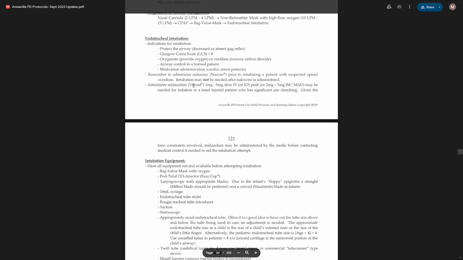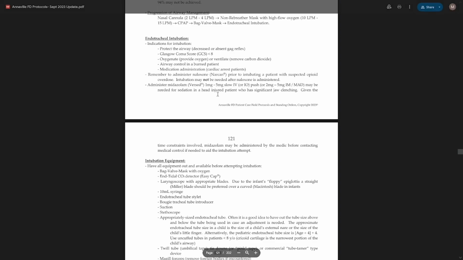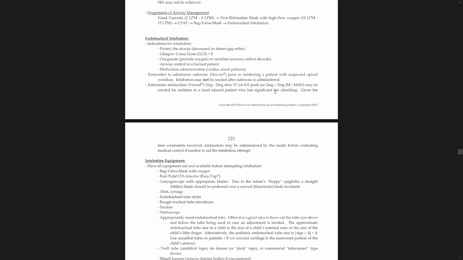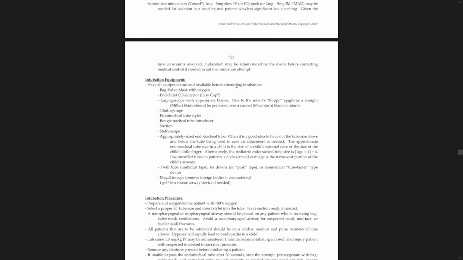Administer midazolam (Versed) 1 to 5 milligrams slow IV or IO push, or 2 to 5 milligrams intramuscularly or by mucosal atomizer device, which just means intranasal, as may be needed for sedation in a head-injured patient who has significant jaw clenching. Given the time constraints involved, midazolam may be administered by the medic before contacting medical control if needed to aid with the intubation attempt.